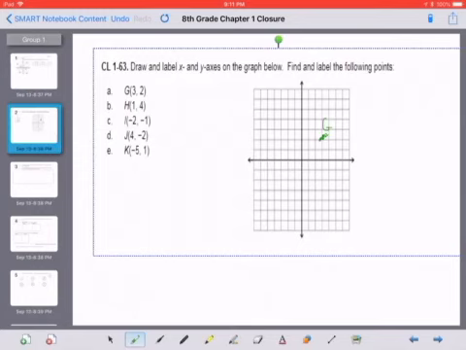H is at 1, 4. So over 1, up 1, 2, 3, 4. Right there, that's H. I is at -2, -1. So we're going to go over 2 and down 1. Label it with I. J is at 4, -2. And K is at -5, +1. That's where K is.